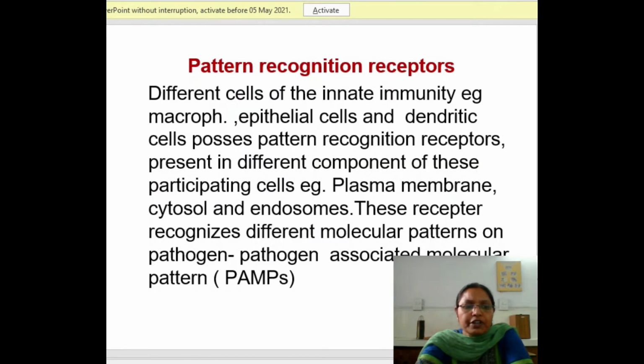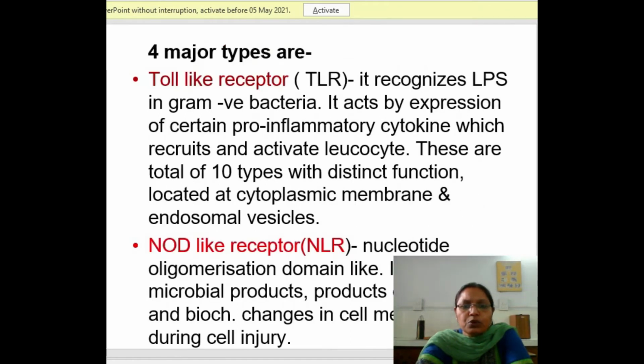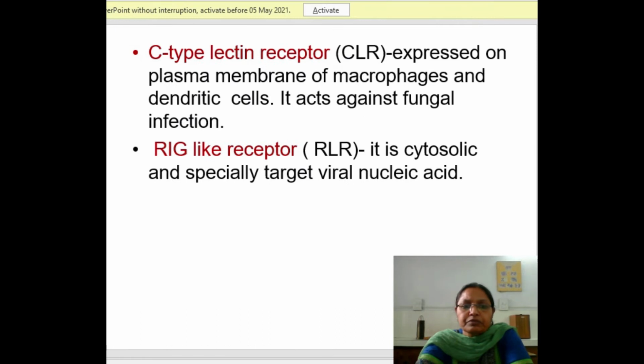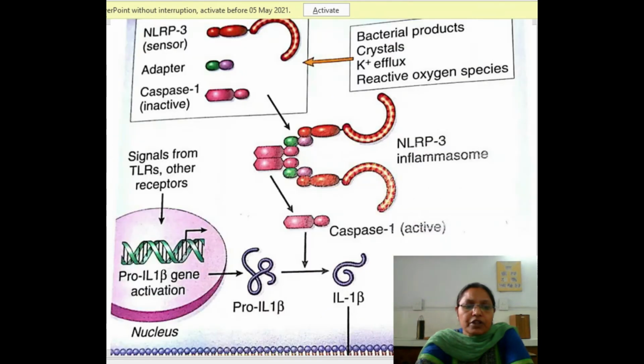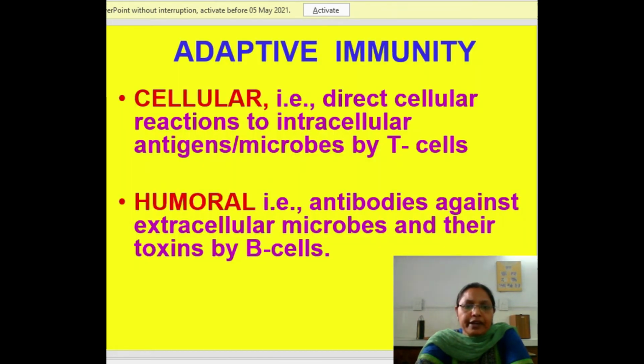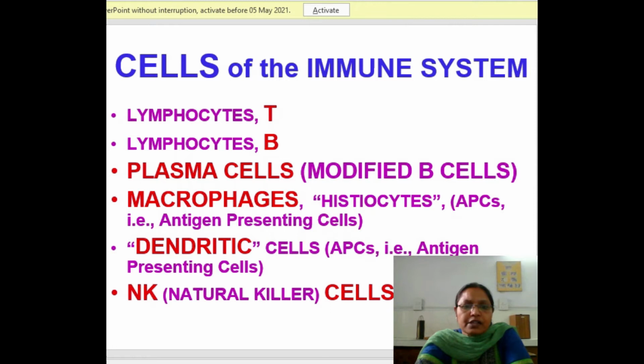There are different types of receptors, like NOD-like receptors, toll-like receptors, RIG-like receptors, and C-type lectin receptors, which are also important in the mechanism of immunity. There are two types of immunity, that is cellular immunity and humoral immunity. Different types of cells are there: lymphocytes, T cells, B cells, plasma cells, macrophages, dendritic cells, and NK cells. And different types of cytokines also play a major role in the mechanism of immunity.